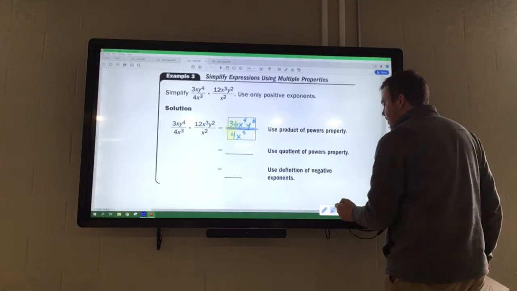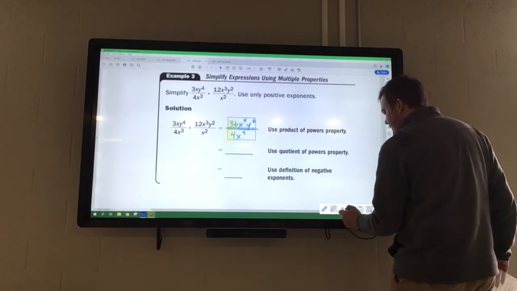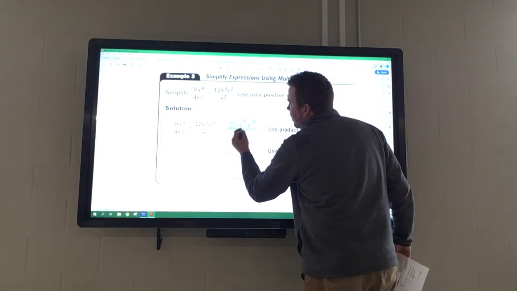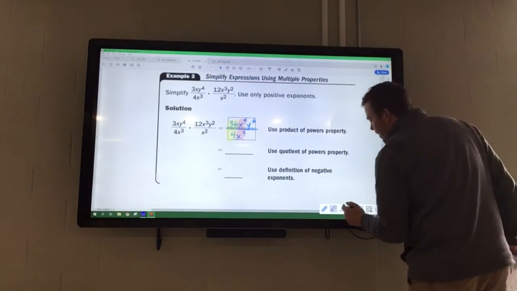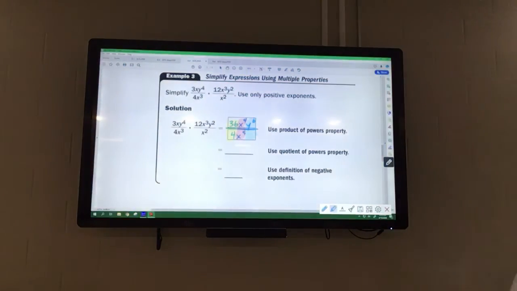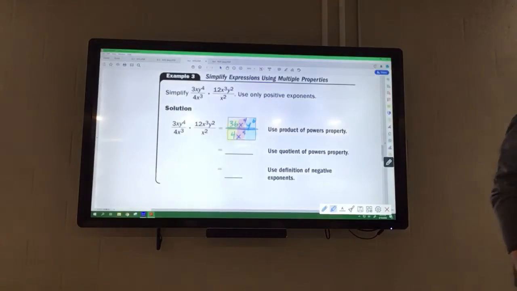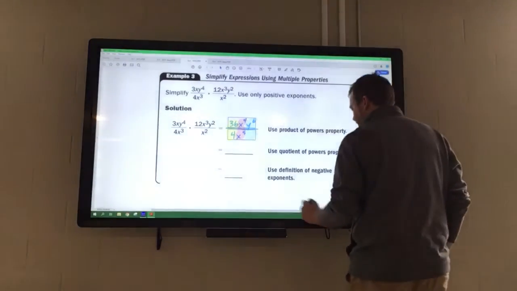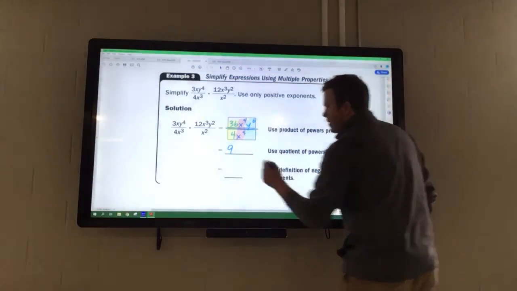The second one is going to be, get my right colors here. That should work. X to the fourth divided by x to the fifth. And my third is going to be y to the sixth divided by nothing. Let's simplify each one separately. Let's start with the yellow. 36 divided by 4 equals 9. Color those in as we go.